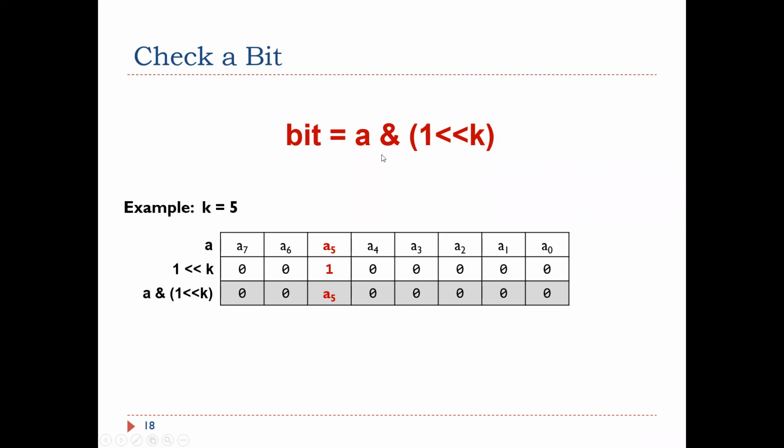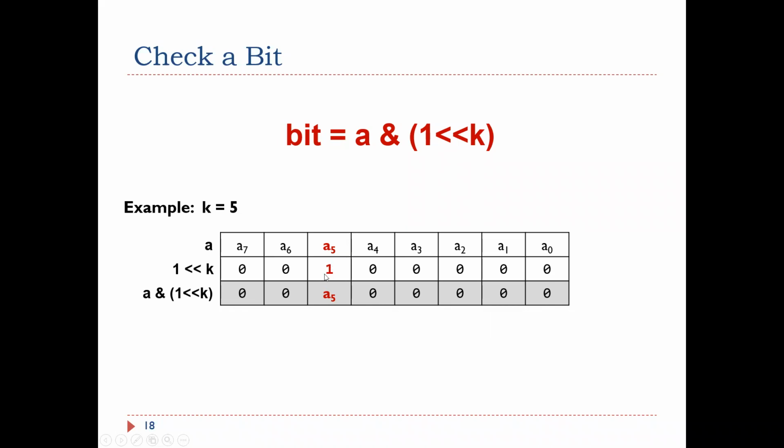Now the next operation is the bitwise AND operation with A. So let's take a look here. When you do an AND operation with 0, whatever the value of A0, either 0 or 1, it doesn't matter. The result will always be 0. The same goes for A1, A2, A3, A4, A6, A7. So all of them will be 0.